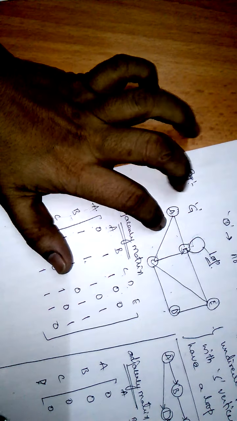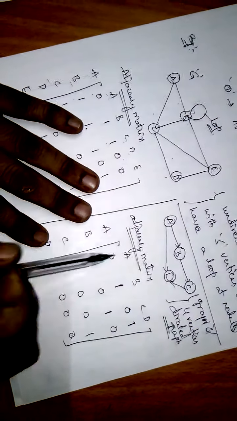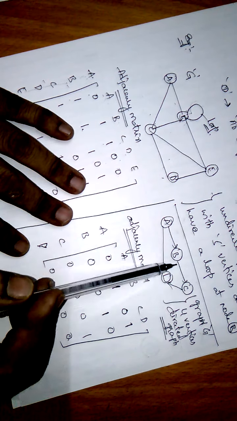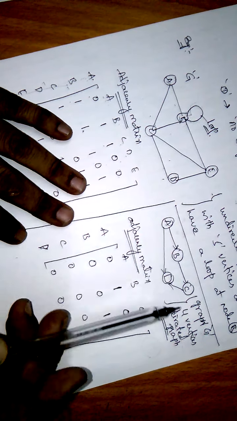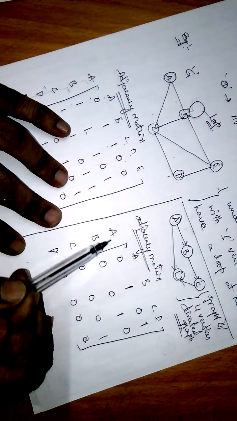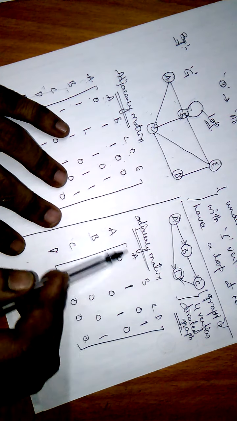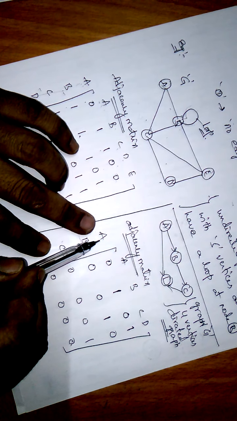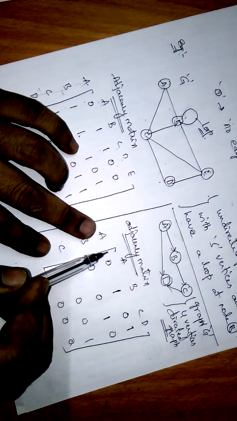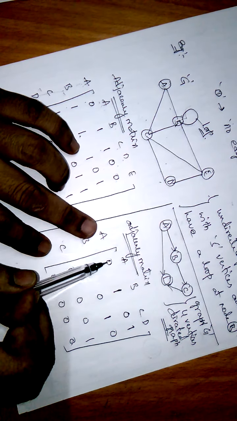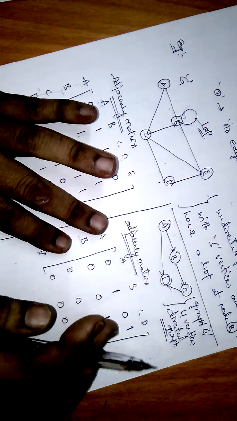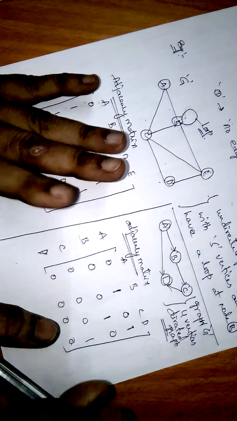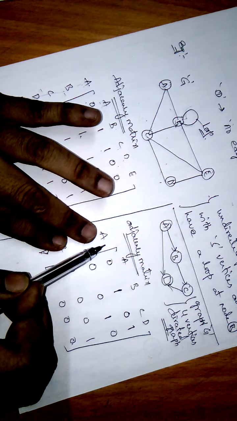This is undirected. Now we'll see the same example for a directed graph. This is a directed graph with 4 vertices A, B, C, D. Now we are representing row values and column values: A, B, C, D on rows and A, B, C, D on columns. If there is an edge from row vertex to column vertex, the value is 1. If there is no edge from row to column vertex, the value is 0.